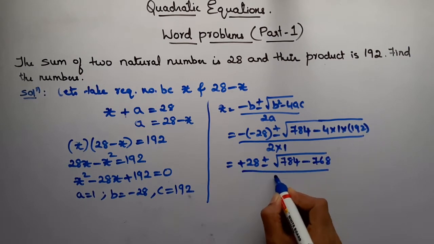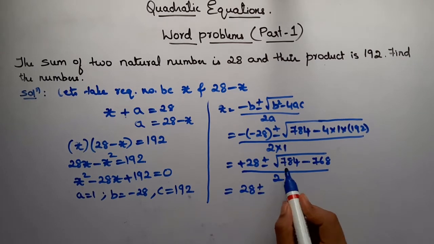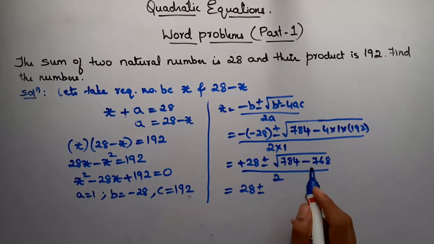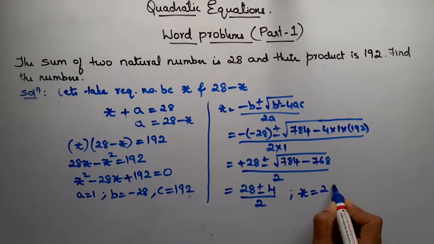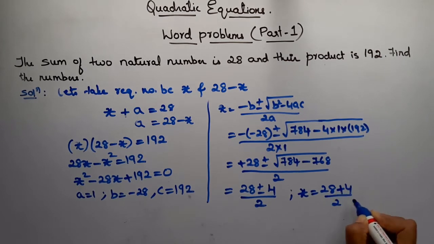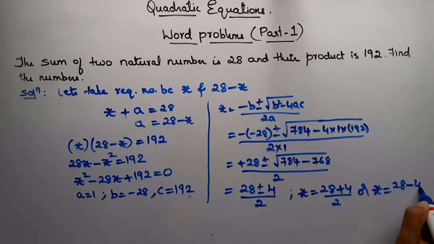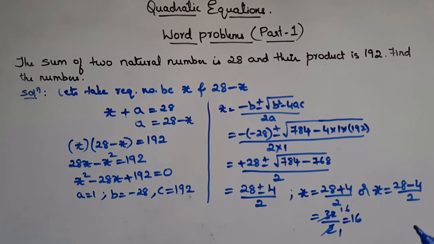is 768, divided by 2, which is equal to 28 plus or minus. So here 784 minus 768 is 16. So the square root of 16 is 4, that is 4 fours are 16, right? By 2. That is your x is 28 plus 4 by 2 or x is equal to 28 minus 4 by 2, right? So 28 plus 4 is 32 by 2. So 2 ones are 2, 2 sixes are 12. So your x is 16.